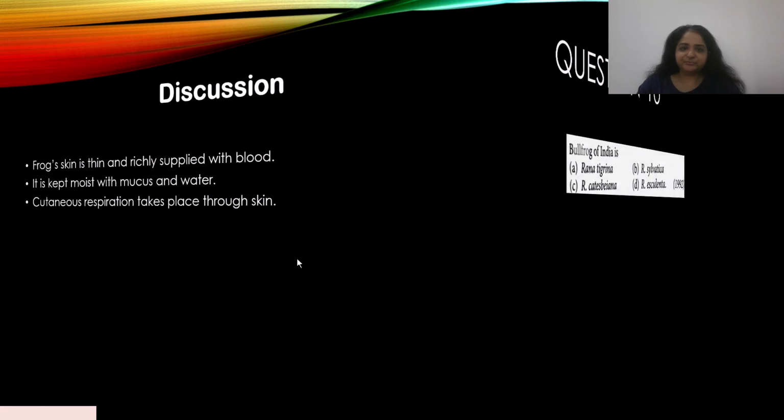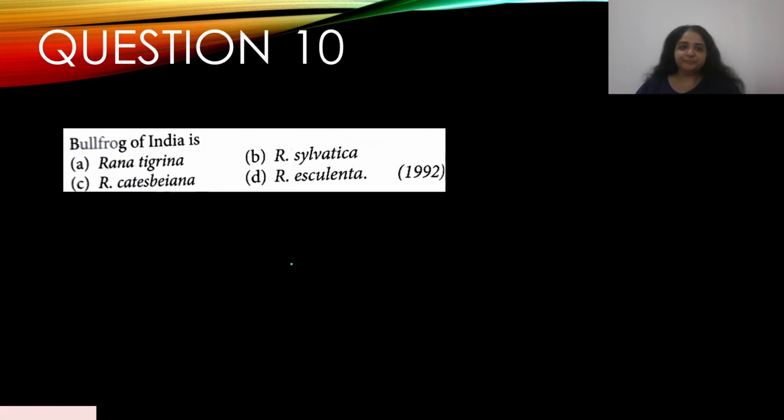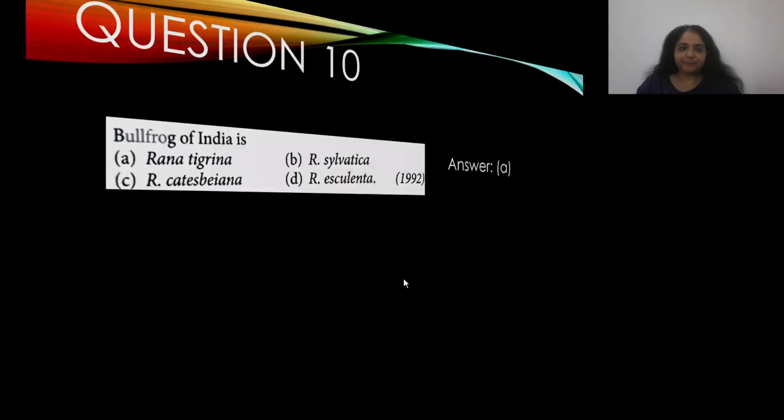Let's move on then. Question number 10. Bullfrog of India is, this appeared in 1992: A. Rana tigrina, B. R. sylvatica, C. R. crassiana, and D. R. esculenta. So bullfrog of India is A. Rana tigrina. So the answer over here is A.